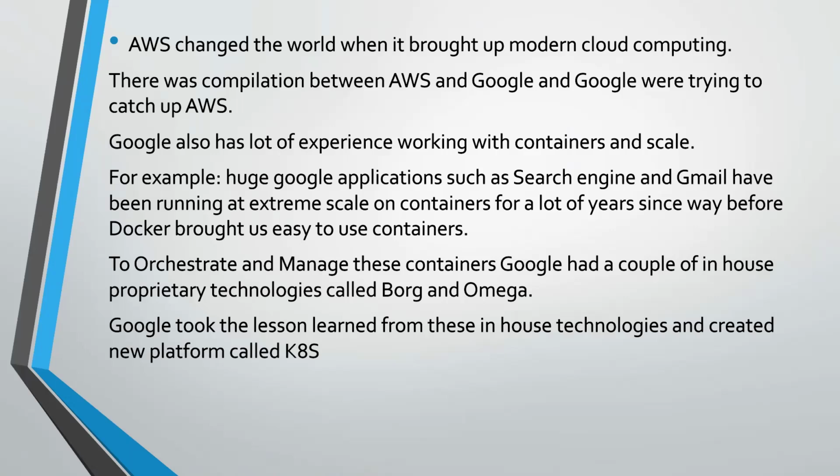So then what Google did is it took a lesson learned from these old technologies, Borg and Omega, and created a new platform called K8s. Why are we calling it K8s? K8s is nothing but Kubernetes. Why do we call K8s for Kubernetes? It is because 8 characters come in between K and S.